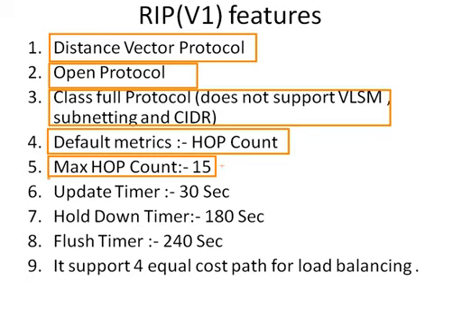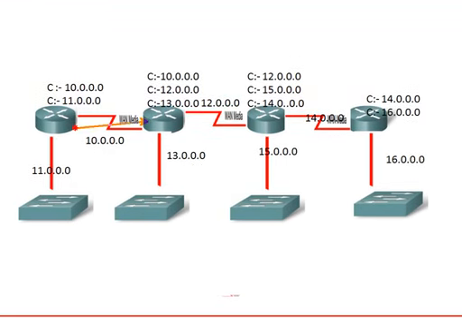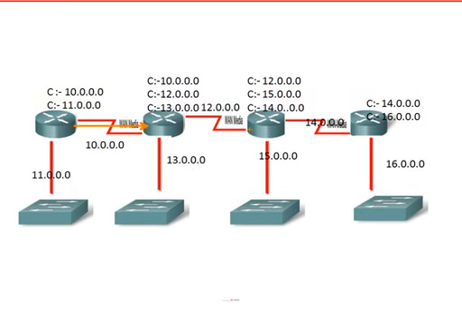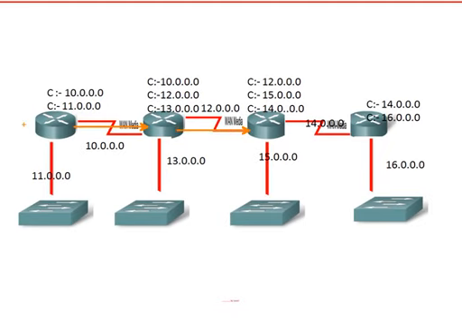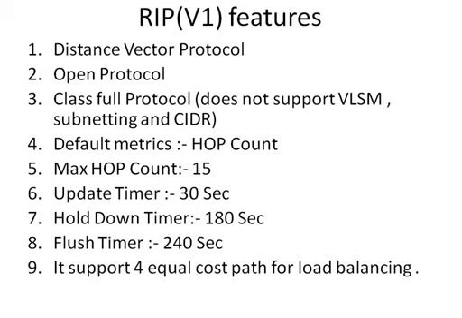Update timer is 30 seconds. What does it mean? After each 30 seconds, the router keeps updating its neighbors. It sends its data to the neighboring router, then after 30 seconds it sends its entire routing table to the neighbors. So it keeps updating its neighbors after each 30 seconds. If there is some change in the information, the neighbor router gets updated about it.